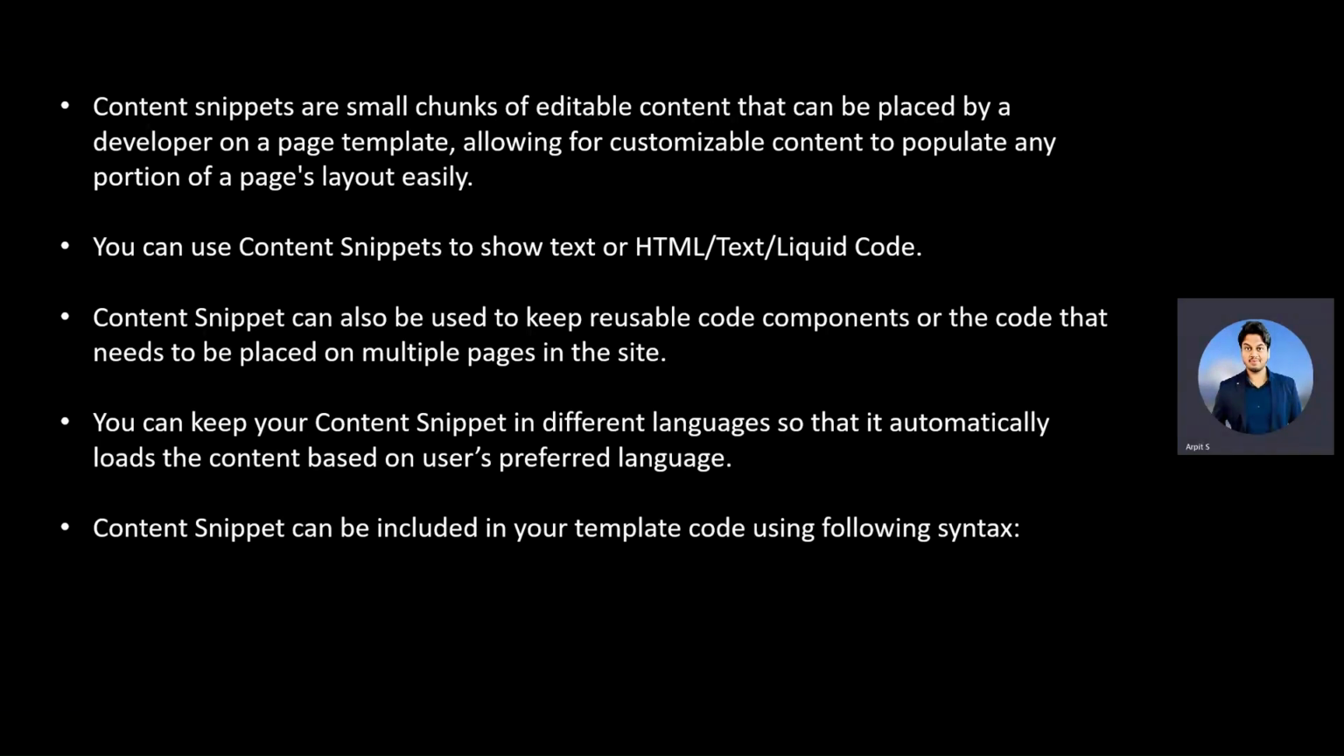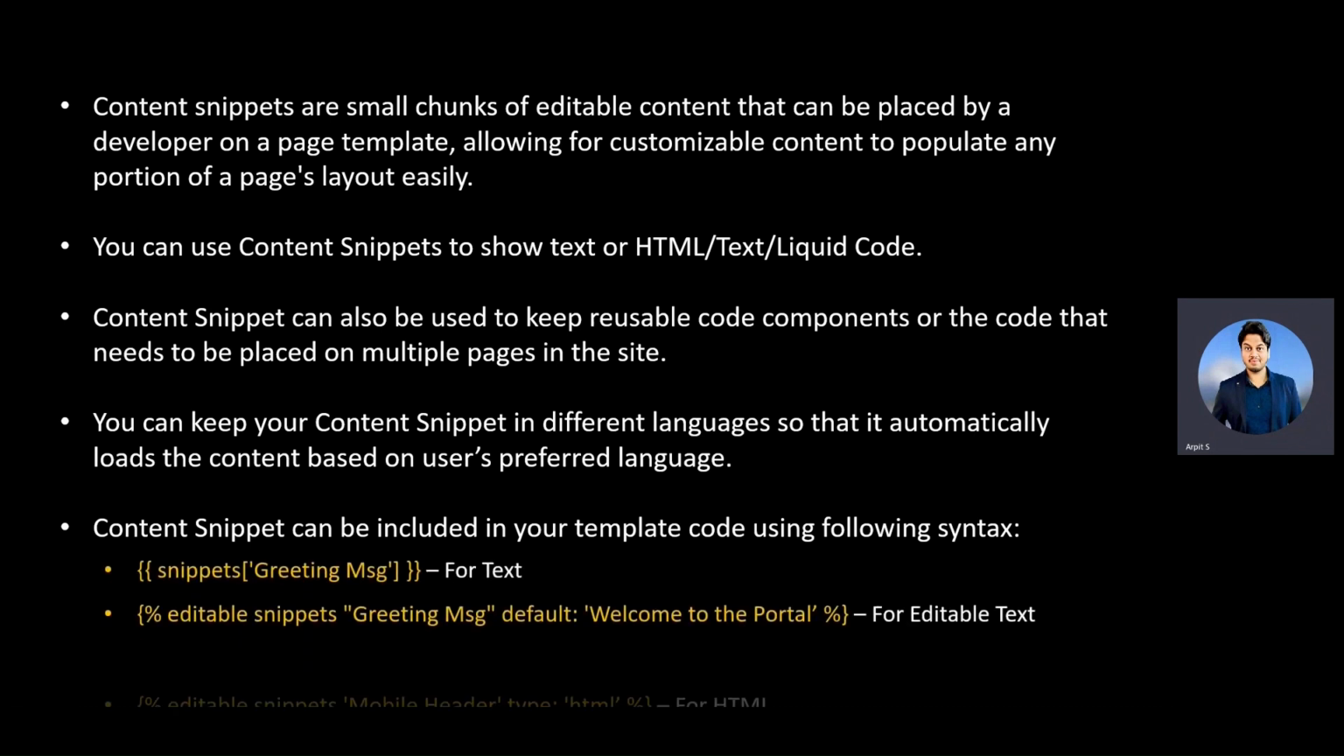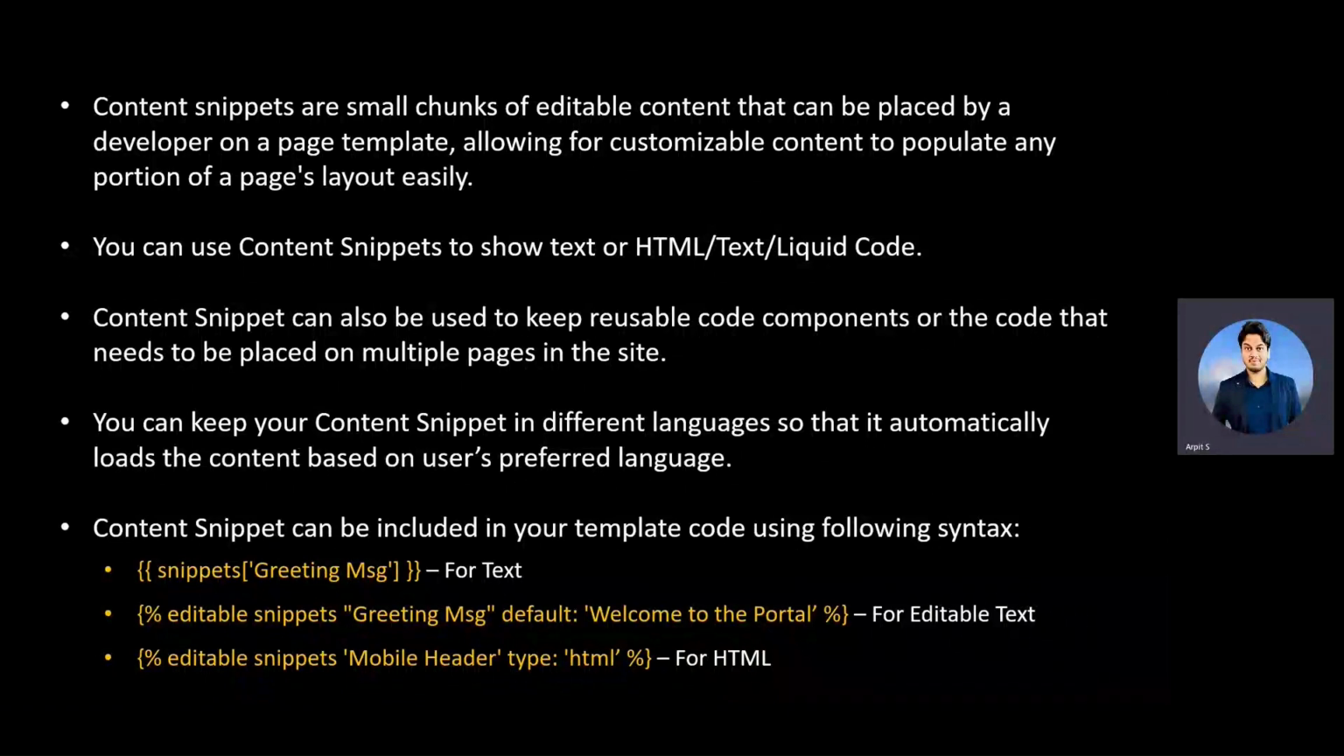You can include that content snippet in your template code using the following syntaxes. There are basically 3 syntaxes. If you have to include the text content snippet, you can simply use the keyword snippet and then the name of your snippet. That could be anything. If you have to add your content snippet of text format and you want the user to directly edit it from the Designer Studio, then you can use the keyword editable.